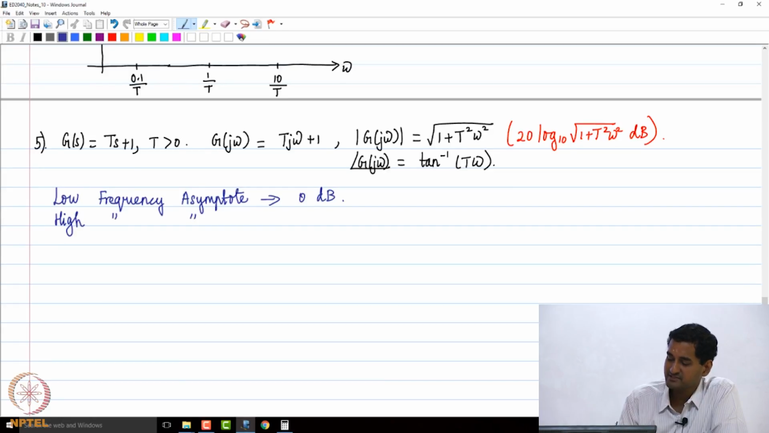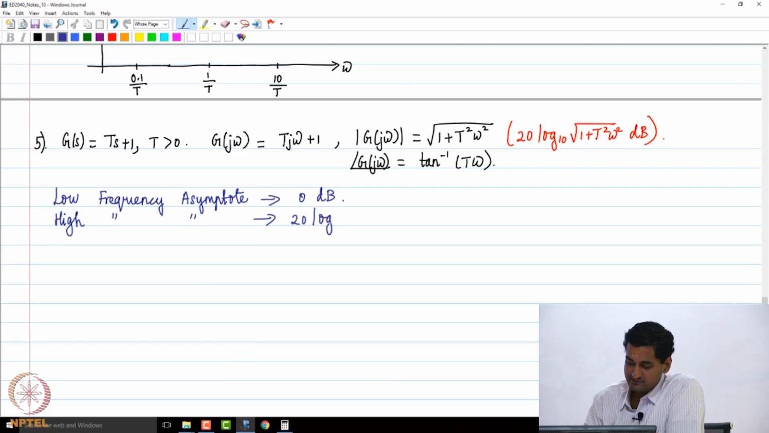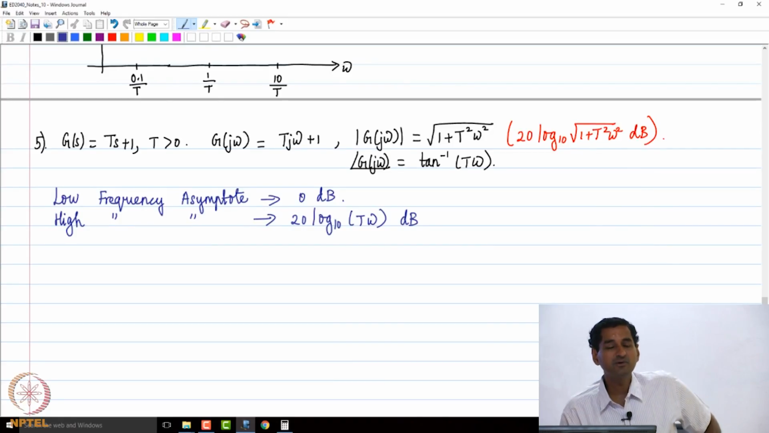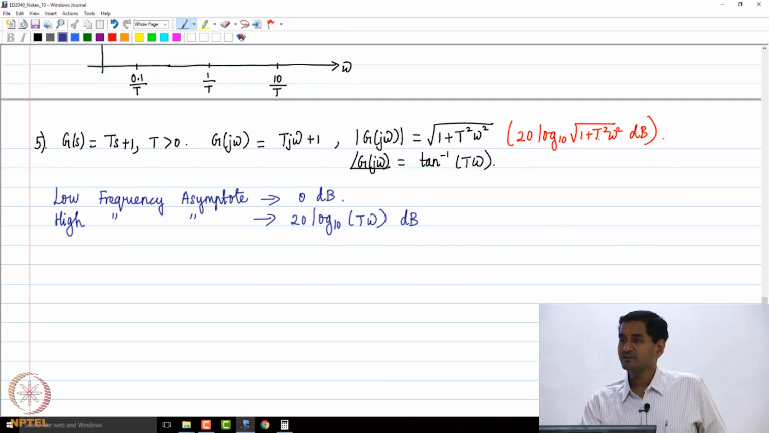What is the high frequency asymptote? As T omega becomes much larger than 1, it's going to be 20 log of T omega. See, what was minus 20 now became plus 20. Same concept, right? When omega is much greater than 1 by capital T, 1 plus T squared omega squared can be approximated as T squared omega squared. Take the square root, you get T omega. So you get 20 log of T omega in decibels.